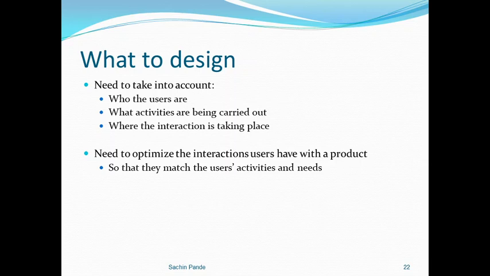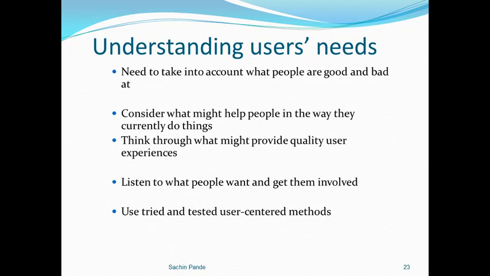When your user does a certain action, what kind of activities are going to be carried out? You have to take care of that. Where is the interaction taking place? The environmental system, the sequence of the system, the kind of interaction and time required to do a certain interaction: all these things must be very well understood and taken into consideration. We need to optimize the interactions users have with the product, so they match the users' activities and needs.